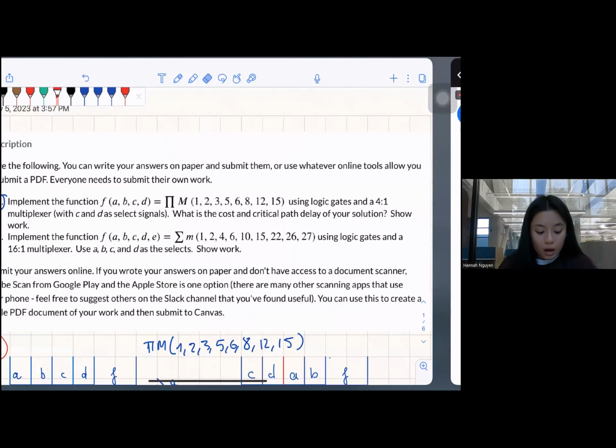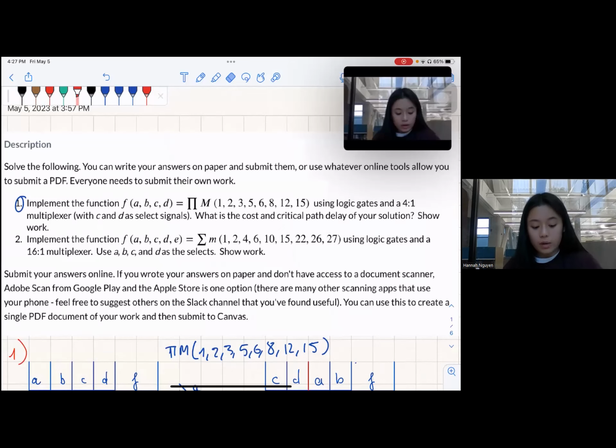So for this homework, for the first question, we have to implement this function using the logic gate and a 4x1 multiplexer with C and D as the select signals. And then after that, we have to calculate the cost and the critical path delay of my solution.